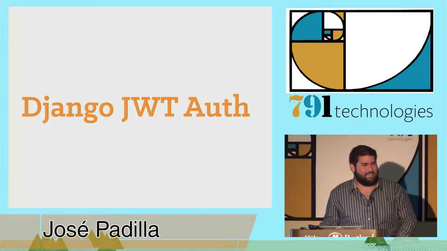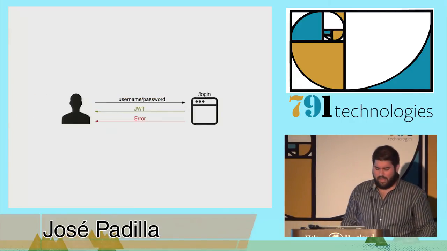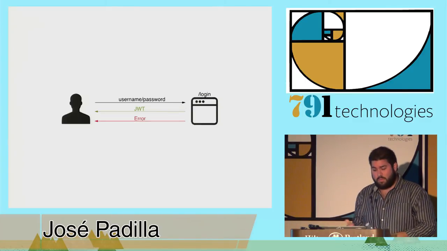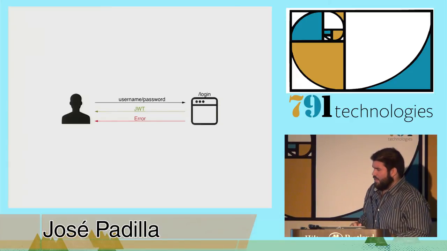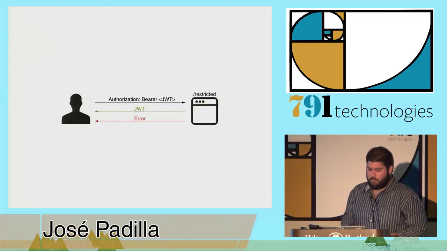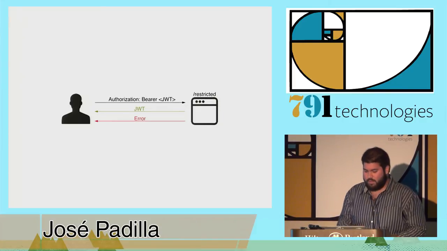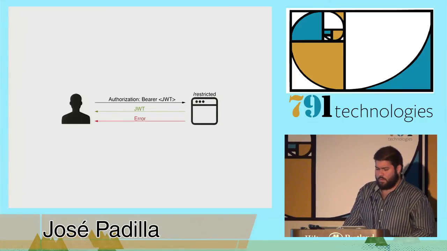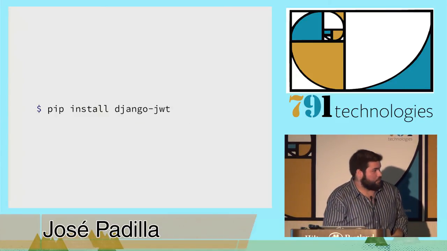It's tested, but it still needs a couple of work done on it. So basically how it works is that it provides a view to authenticate a user. It returns a JSON Web Token from the user's username and password. And that token can be used to authenticate other requests. So to authenticate a request, you'd send the token you just received using the authorization HTTP header. It's already in PyPI, so you can install it, pip install django-jwt.